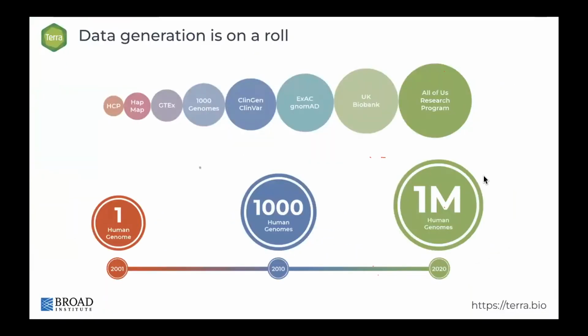So as many of you know, data generation is on a roll. If you're trying to unlock the mysteries of human genetics, you've got plenty of genomic and phenotypic data to work with. Governments and other institutions are investing millions of dollars into generating large data sets like the 1000 Genomes Project, which has over 3,000 participants, UK Biobank, which has over 500,000 participants, and the All of Us research program, which has over 1 million participants. And so we're talking about data that really has the potential to give us insights into human health.